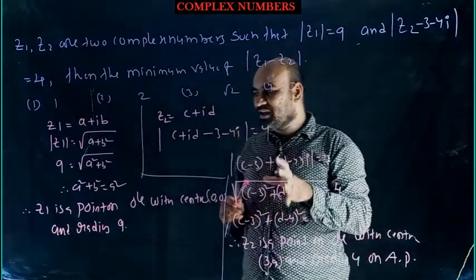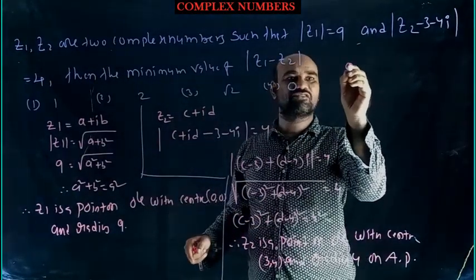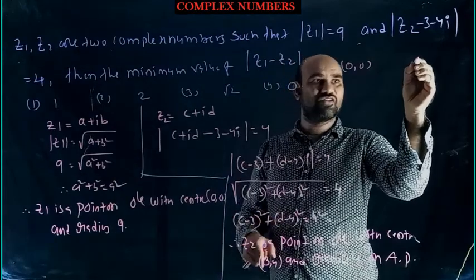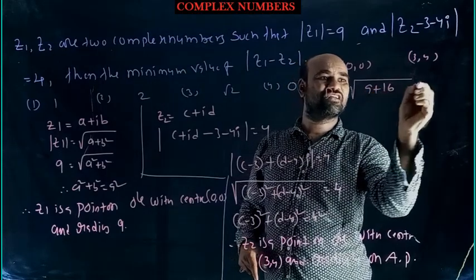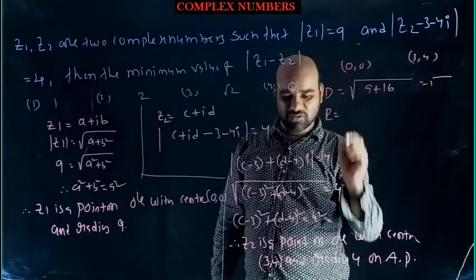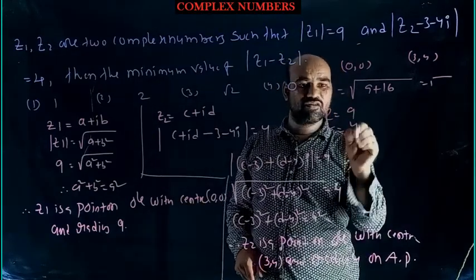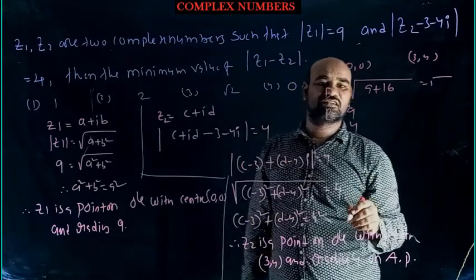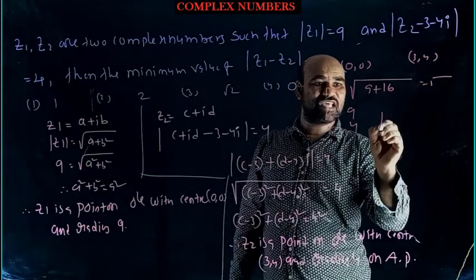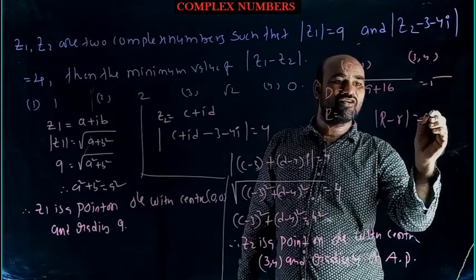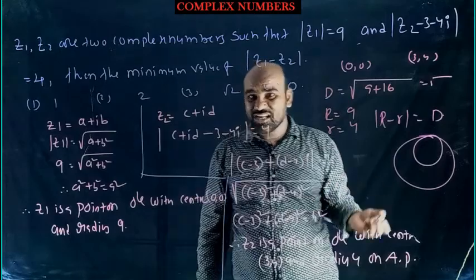First of all, I want to find the distance between the centers. First circle center is (0, 0). Second circle center is (3, 4). The distance is root over 9 plus 16, that is equal to 5. Capital R, the radius of the bigger circle, is 9, and the radius of the smaller circle is 4. Okay, so what happened here? 9 minus 4 is 5. Interesting thing, 9 minus 4 is 5, meaning capital R minus small r equals the distance. Means the circles touch each other internally.